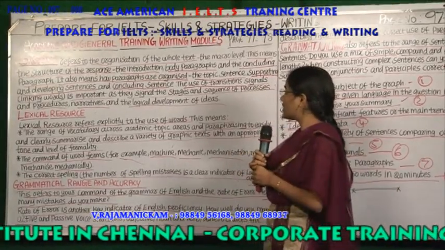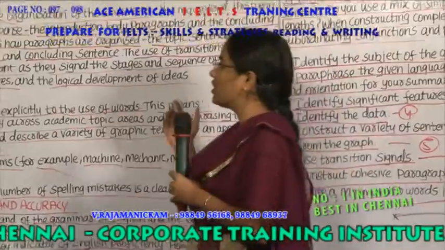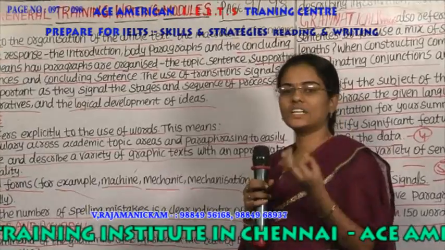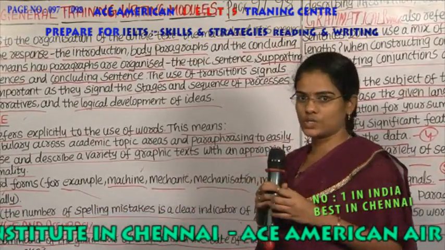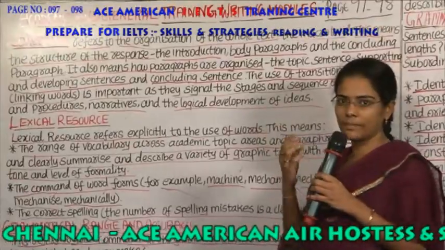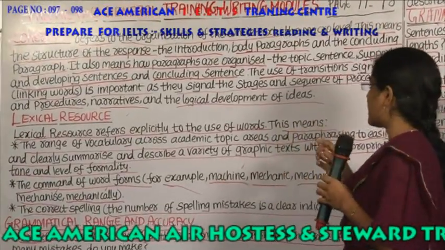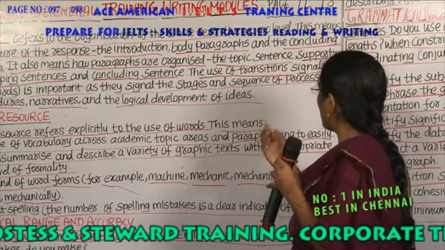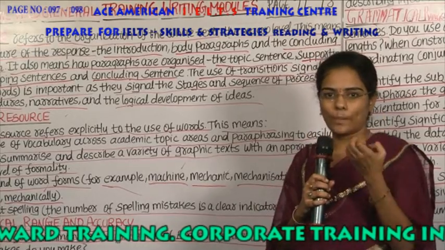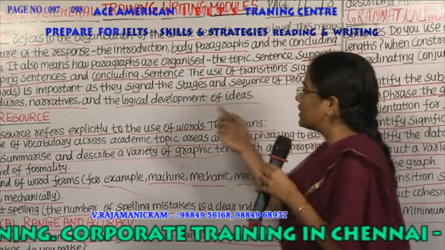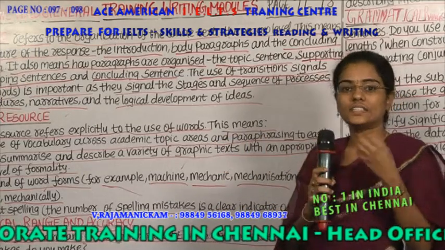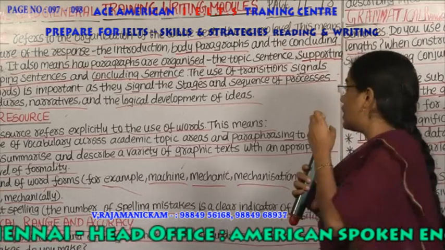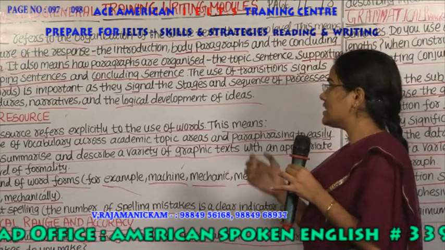Today's topic is the academic and general writing module. First, coherence. Coherence has three parts: one is the introduction part, the main part, and then the conclusion part. In that there are three types of paragraphs. In each paragraph we can arrange the main topic, then the developing sentence, and then the concluding sentence. There are three types of sentences: first the topical sentence, then the developing sentence and the concluding sentence.